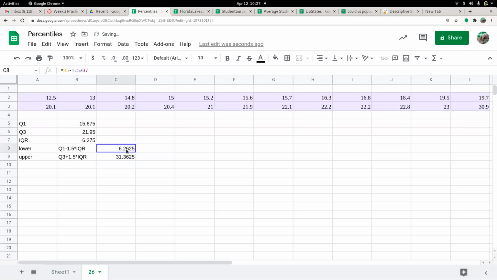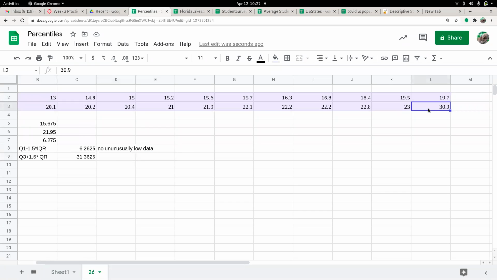So this says if there's any numbers in the list less than 6.25, and these numbers are in order row-wise, the lowest is 12.5, so there's no unusually low numbers. And if there's any number above 31.3625, that's a little bit high compared to the rest. And the highest one here is 30, so there's no unusual high by this measure of outliers. Usually, high data, or large, however you want to say it.